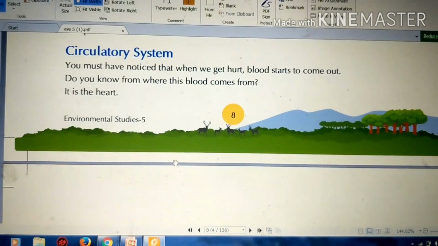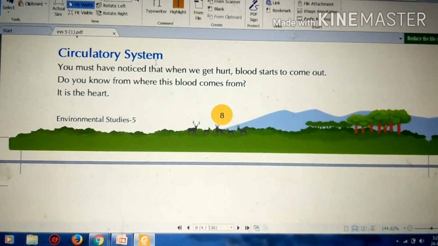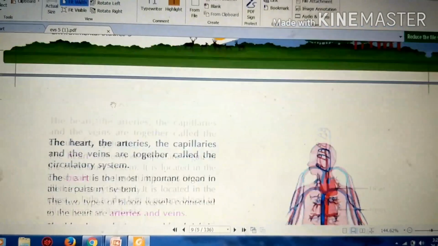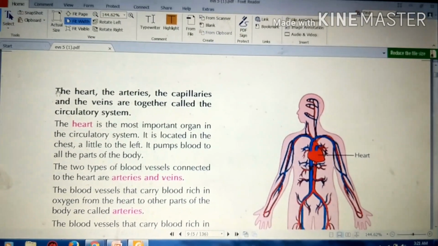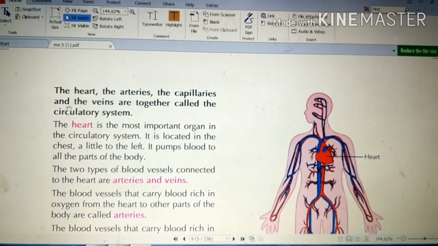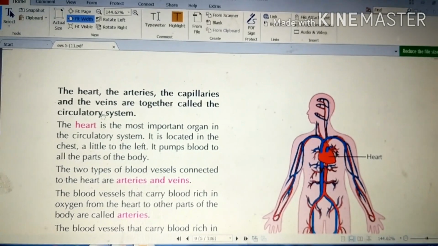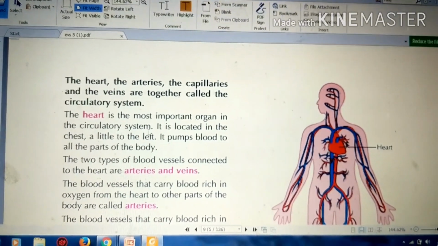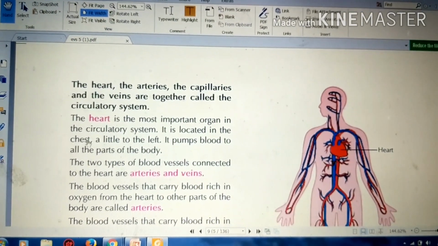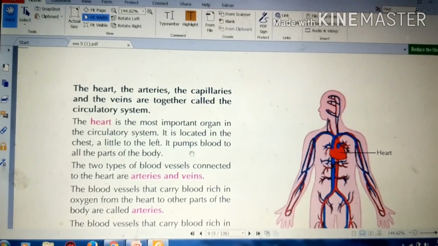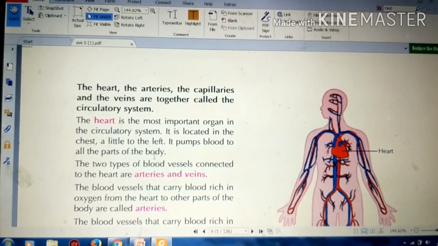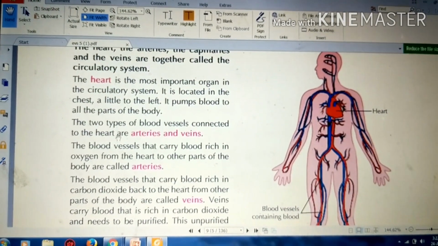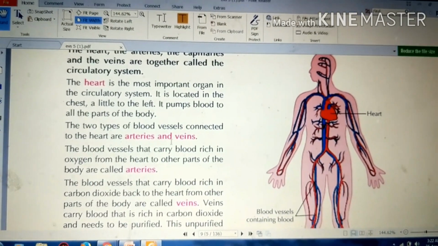So now we will read about the circulatory system. So what is the main organ in the circulatory system? It is the heart. See, this is the heart. So the heart, the arteries, the capillaries and the veins are together called the circulatory system. The heart is the most important organ in the circulatory system. It is located in the chest, a little to the left. It pumps blood to all the parts of the body. The two types of blood vessels connected to the heart are arteries and veins.